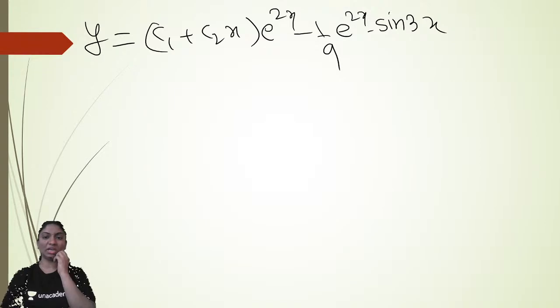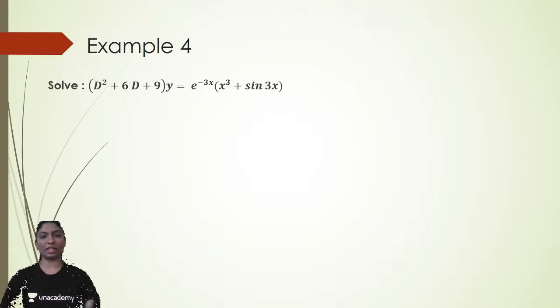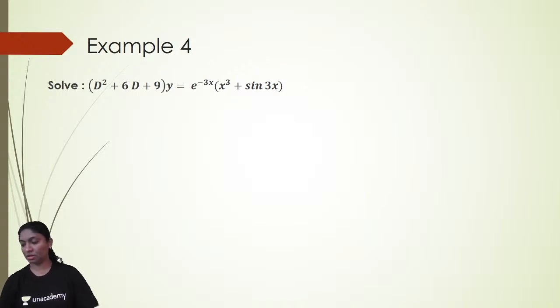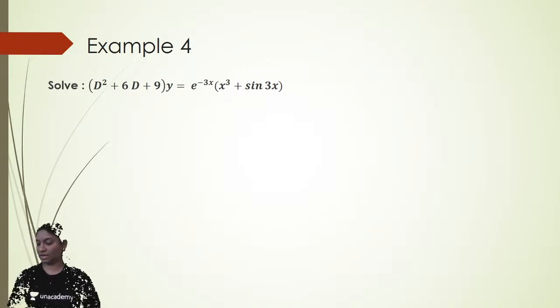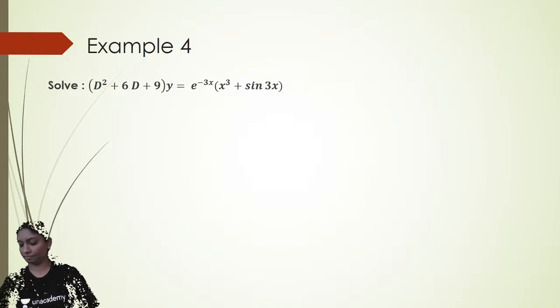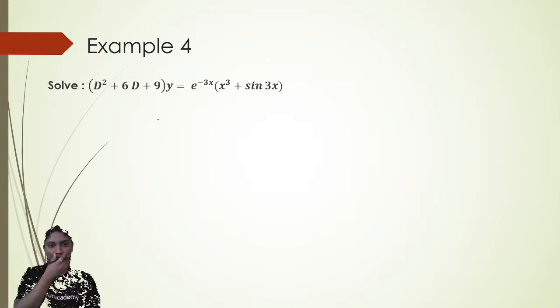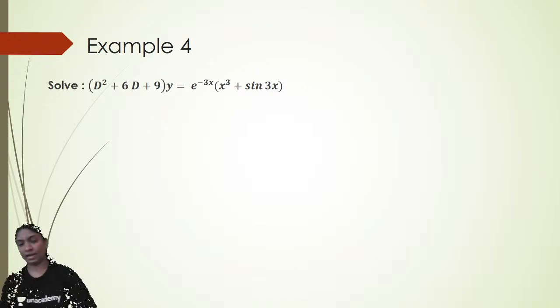So I hope you are clear here. The rule 5, we will solve one more example on this type. I covered this example. Here we will use many rules to solve these examples. Now see the rule 5 here, so that you will be clear how we are using it. Here we will use rule 5. The equation is d square plus 6d plus 9 of y is equal to e raised to minus 3x into x cube plus sine 3x.